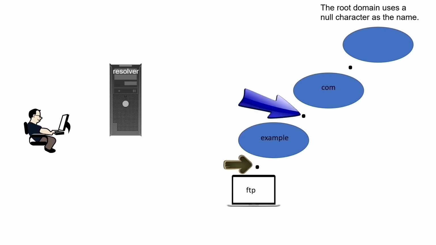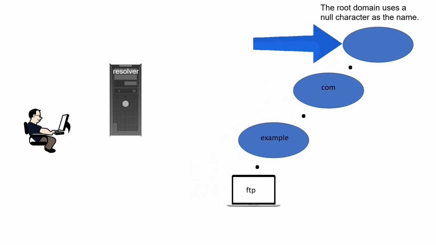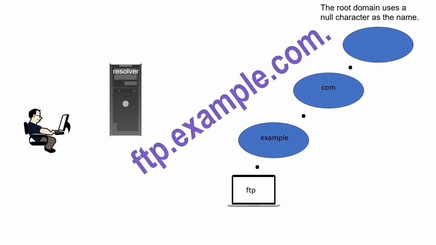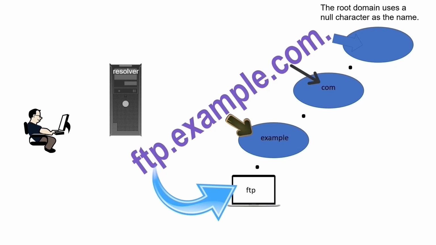A fully qualified domain name uses dots to separate domain names. It starts with the resource's name and ends with the root domain's name. Since the root domain uses a null character as the name, it always ends with a dot. This is an example of a fully qualified domain name. In this name, FTP is the resource name. It is the child of the example domain. The example domain is the child of the COM domain. The COM domain is the child of the root domain.